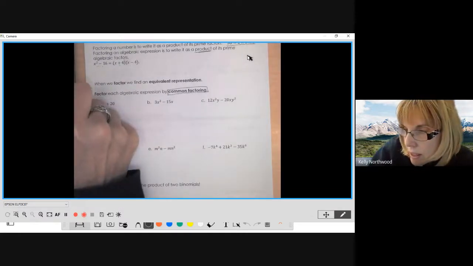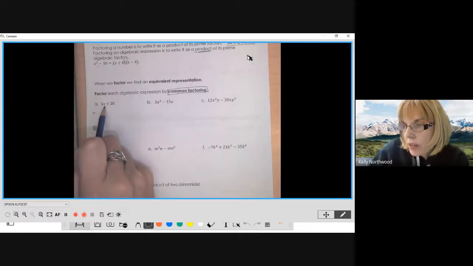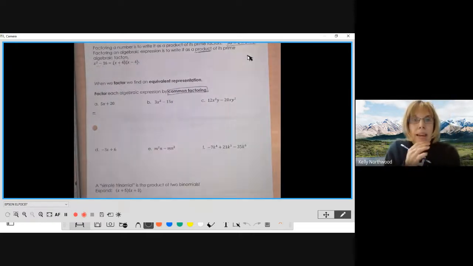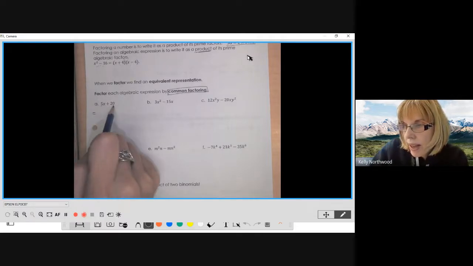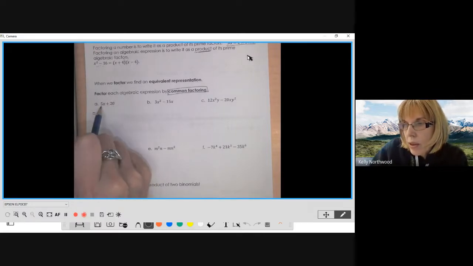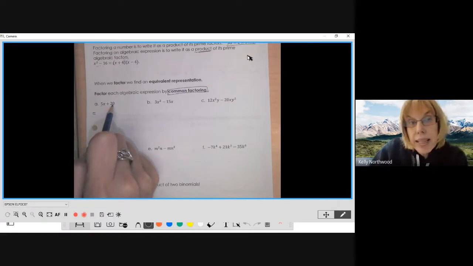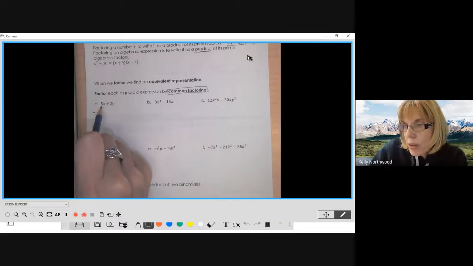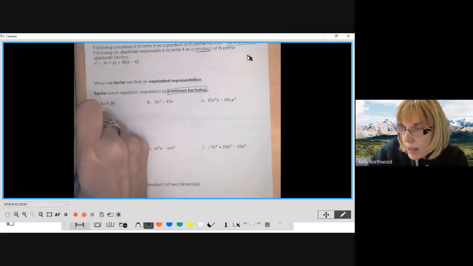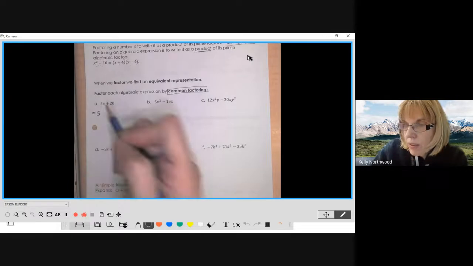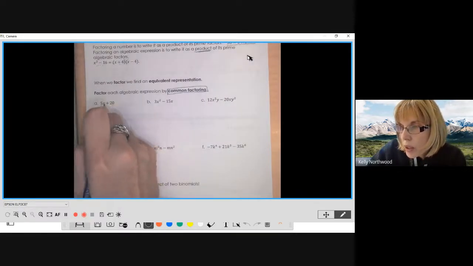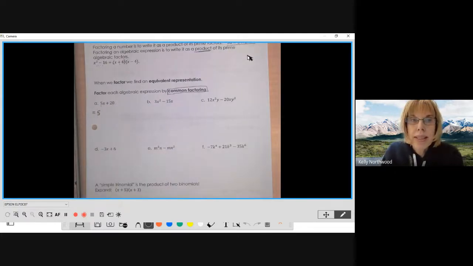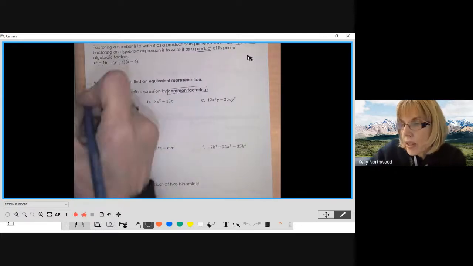So 5x plus 20. Our two terms are 5x and 20. First we want to look for the biggest number that divides evenly into 5 and 20. Often you'll just check, does 5 go into 20 evenly? And it does. So we know 5 goes into itself. So 5 is going to be the number part of our greatest common factor. Then we check, is there an x in both terms? No. So in this case, 5 is just our greatest common factor.